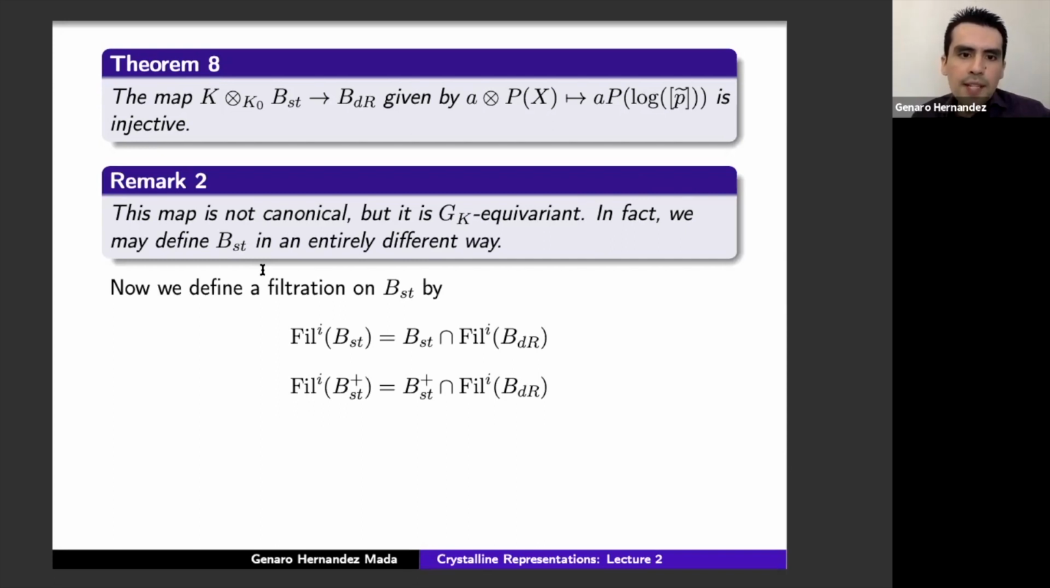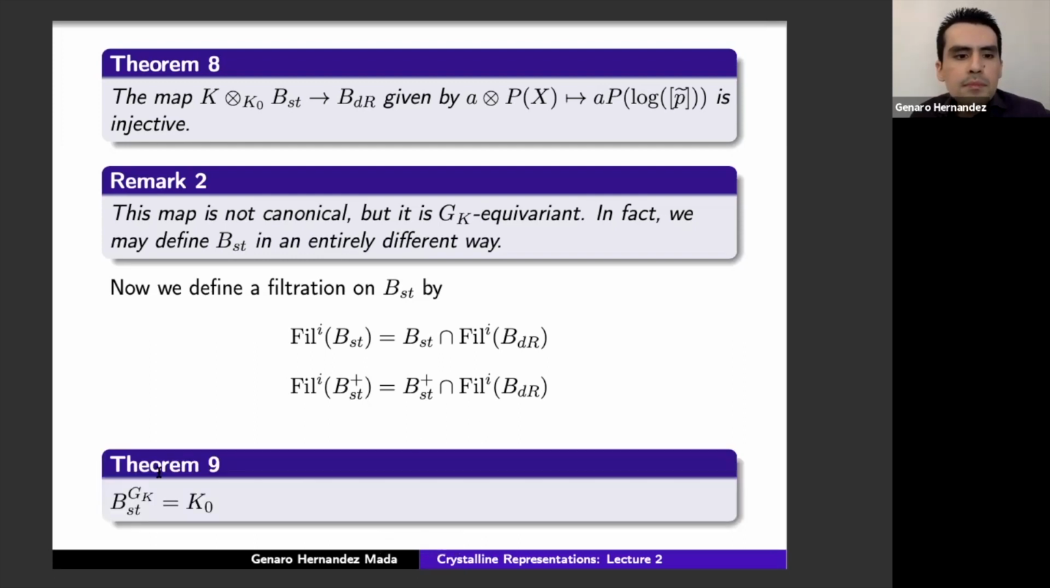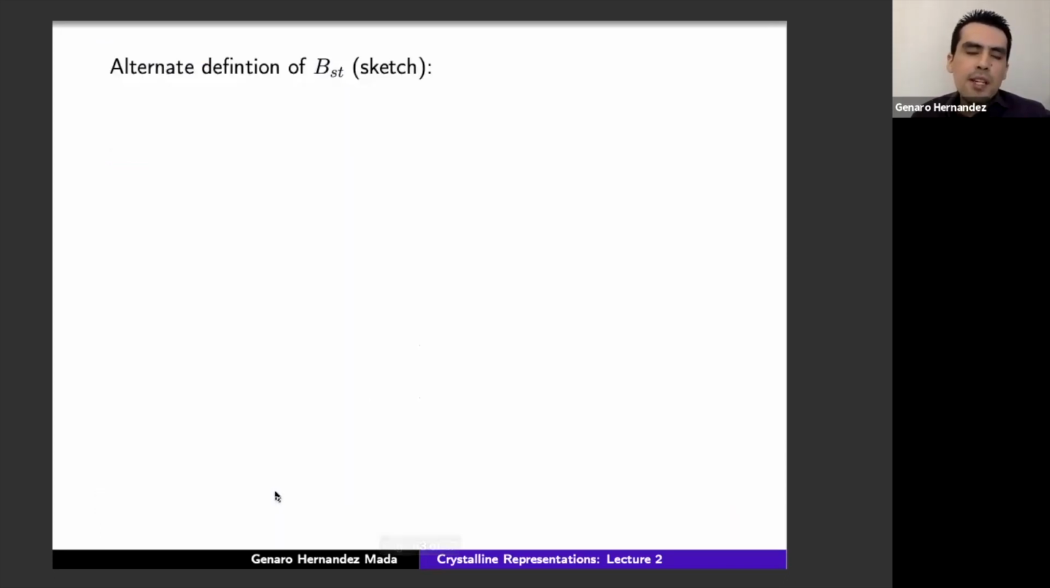So we are going to define the filtration on B_st. Just as we have a filtration on B_dR and B_cris, we also have a filtration on B_st, just induced again by the one in B_dR. And the G_K invariants of B_st is K_0. Okay, so I will sketch how the alternate definition of B_st goes, just for you to know that this is probably a better definition.